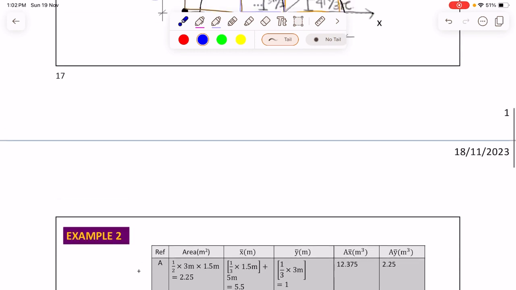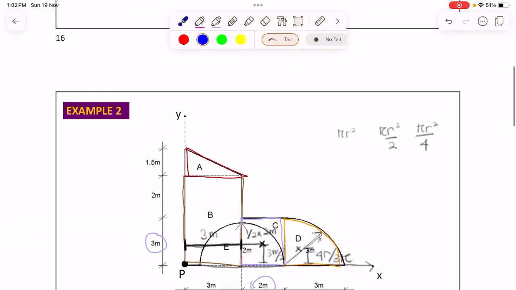For Y bar, it would be the distance from the centroid to the y-axis. So, kalau you kira daripada centroid ni nak ke hujung quarter circle tu, formulanya sama, 4r bahagi 3 pi. Okay, sampai sini. Right.